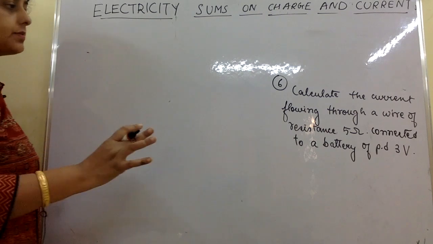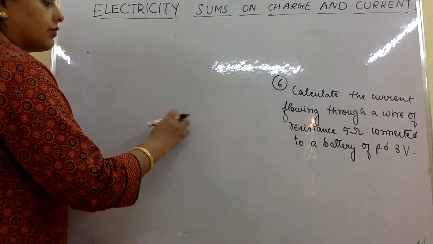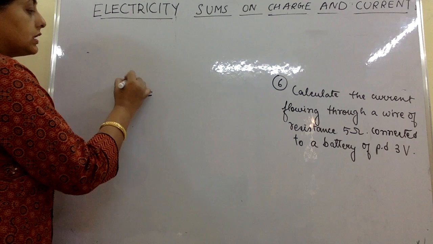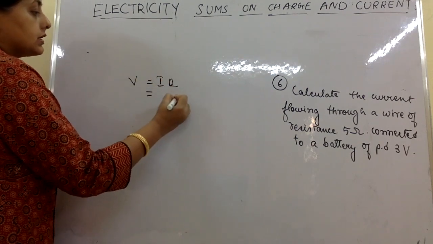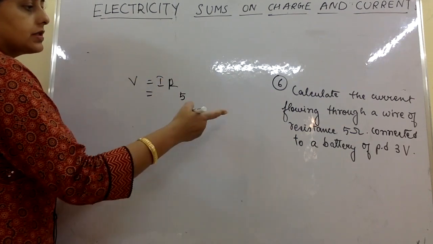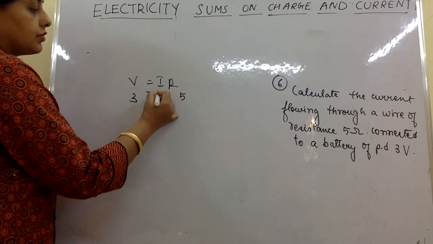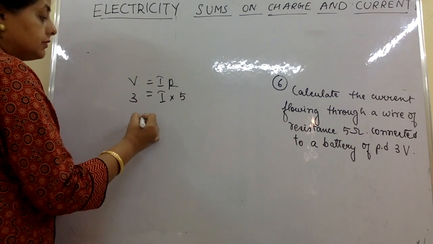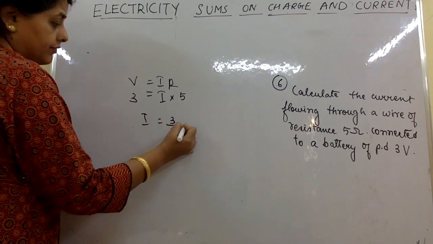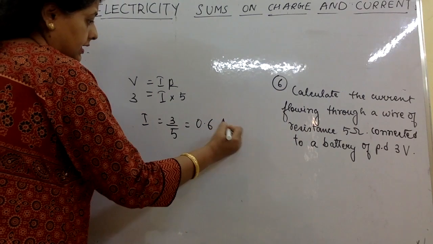Now this is a very simple question. Calculate the current flowing through a wire of resistance 5 ohms. V is equal to IR. Resistance 5. In place of resistance I wrote a 5, and the wire is connected to a battery. Here is 3 volts. You have to find the current. So current is 3 by 5, which is 0.6 amperes.